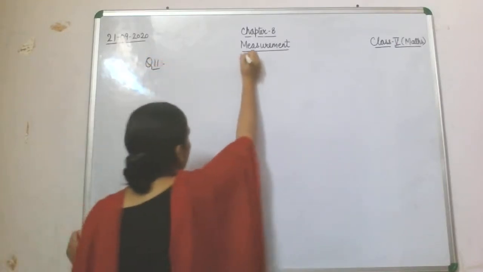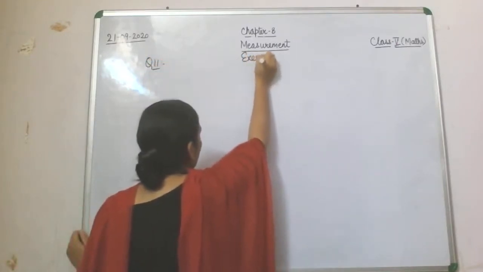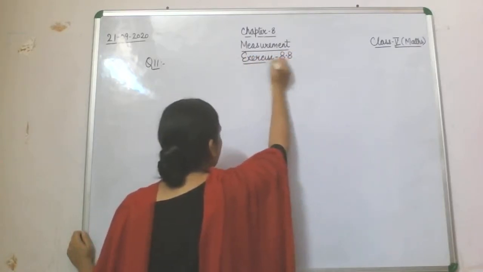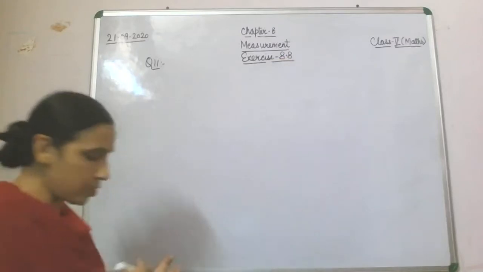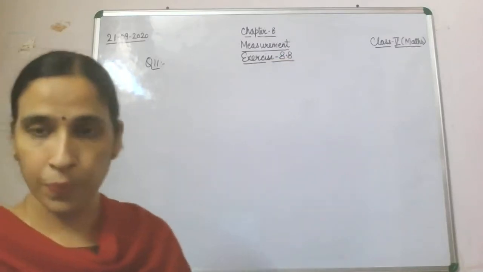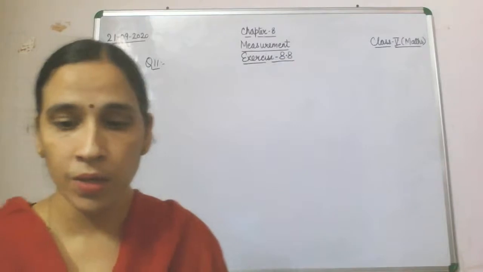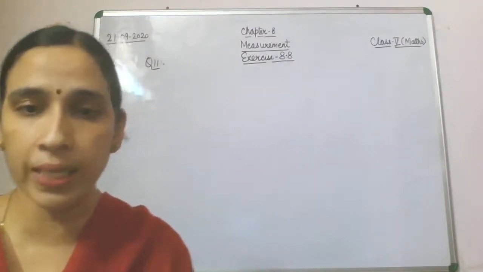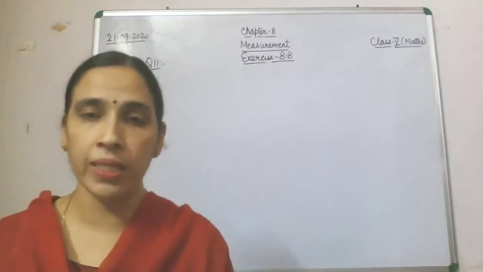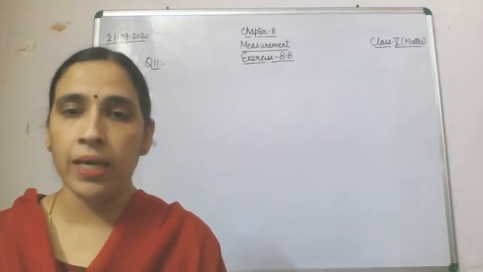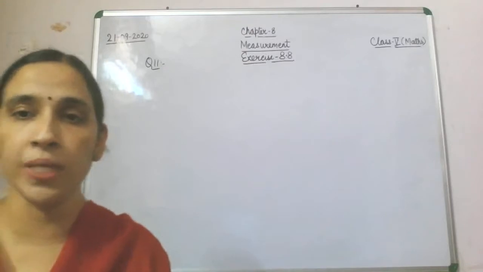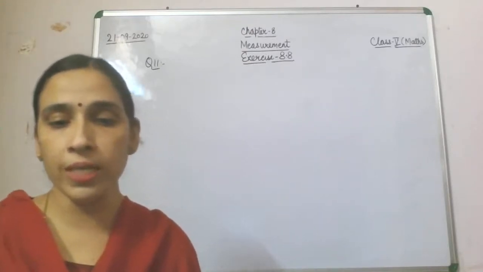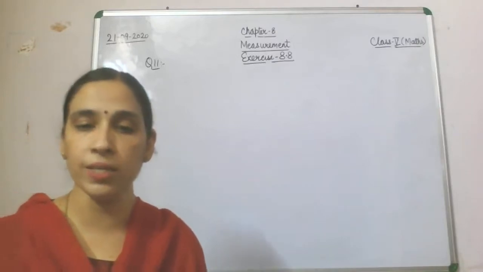Exercise 8.8. Now question number 11. So now question 11 of exercise 8.8, that is: Mahmood filled 8 containers equally by 10.800 liters of engine oil. How much engine oil is in each container?